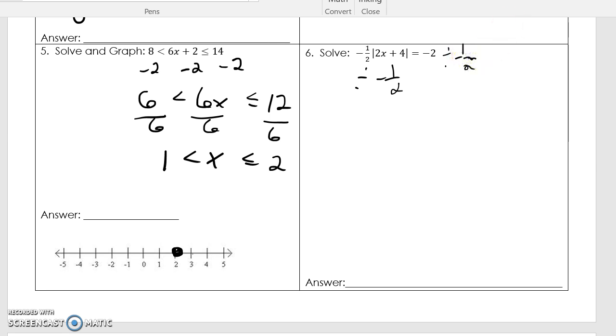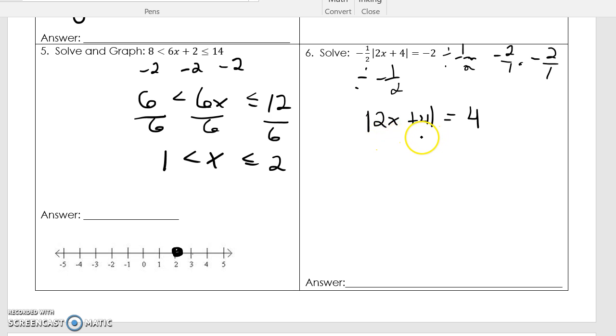Oops, negative 1/2. So how do you divide by a fraction? You should be multiplying by the reciprocal. Negative 2 over 1 times a negative 2 over 1, and so you would be getting a 4 there. So your new equation is the absolute value of 2x plus 4 is equal to, negative times the negative makes that a positive, and 2 over 1 times 2 over 1 is 4 over 1, which is just 4.